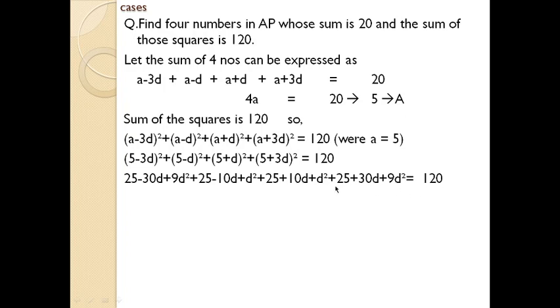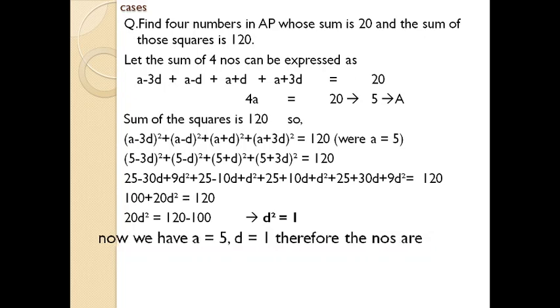equal to 120. From this, you need to identify the similar terms and shorten it. Finally, you will arrive at 100 plus 20d square equal to 120. I think you all know where it leads. 20d square equal to 120 minus 100. Finally, you arrive at d square equal to 1. D square equal to 1 means d is 1. We know the value of a and also the value of d.